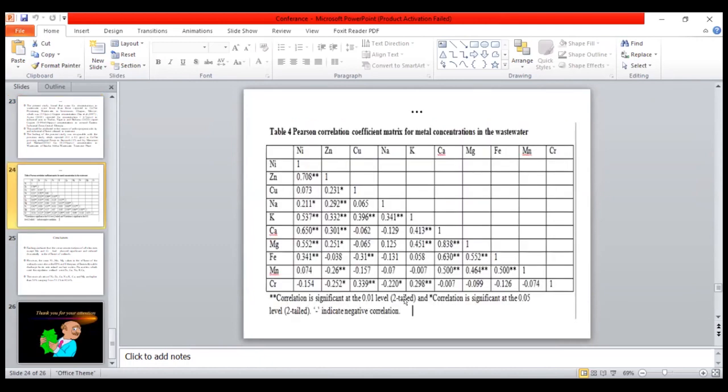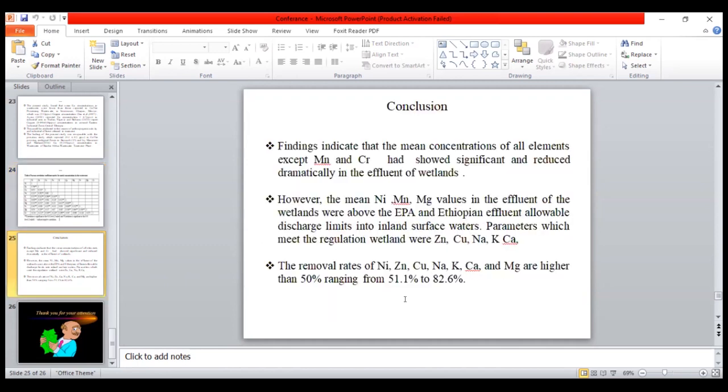This is the Pearson correlation coefficient. As you can see, most of the heavy metals are strongly or positively correlated with each other, and this is the conclusion of the presentation. Findings indicate that the mean concentration of all elements except manganese and chromium reduced dramatically in the effluent of the constructed wetland.